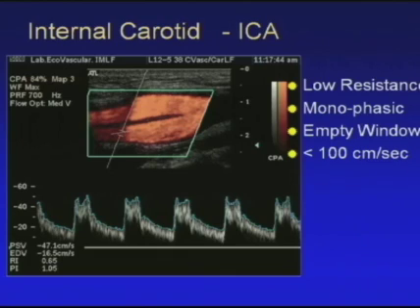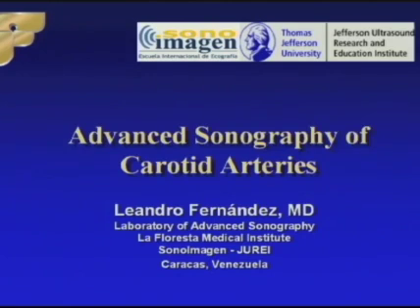And the peak systolic velocity is always less than 100 centimeters per second in these vessels. With these normal characteristics of the spectral wave, if we find some alteration, we can make a proper hemodynamic diagnostic of stenosis. We will see these abnormal characteristics in the second part of our lecture.